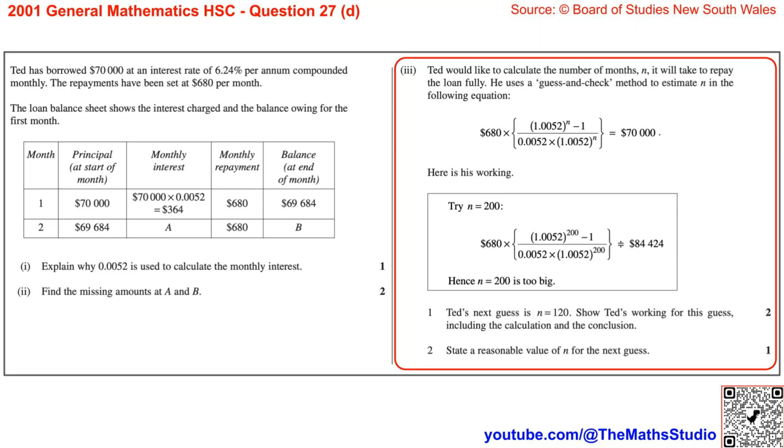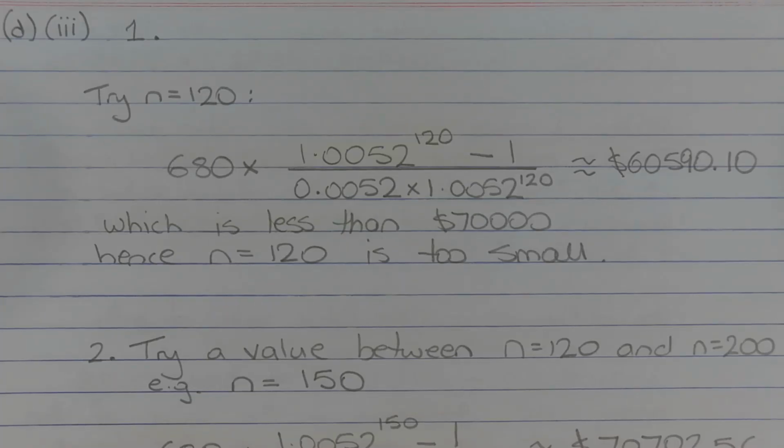1. Ted's next guess is N equals 120. Show Ted's working for this guess, including the calculation and the conclusion. And 2. State a reasonable value of N for the next guess. Recall that N represents the number of months it takes to repay the loan. So the idea of part 3 is to find a value for N such that the value of this formula here is equivalent to the value of the loan itself, which is $70,000.